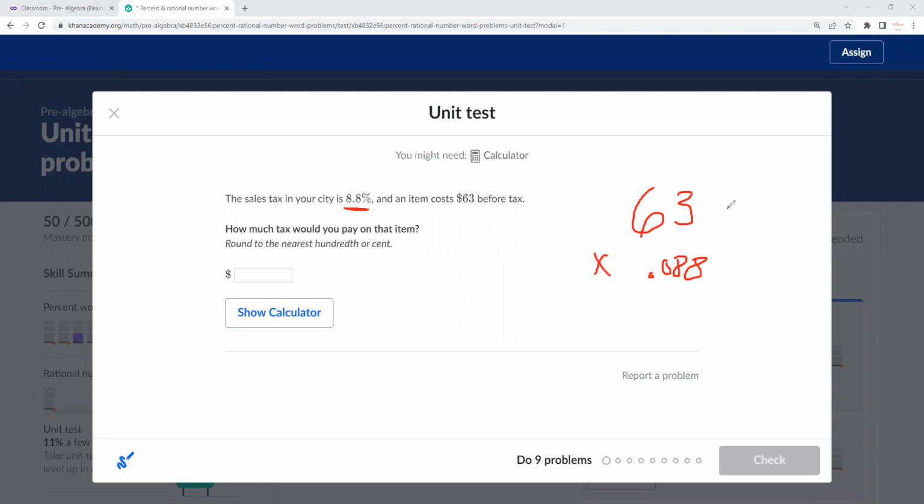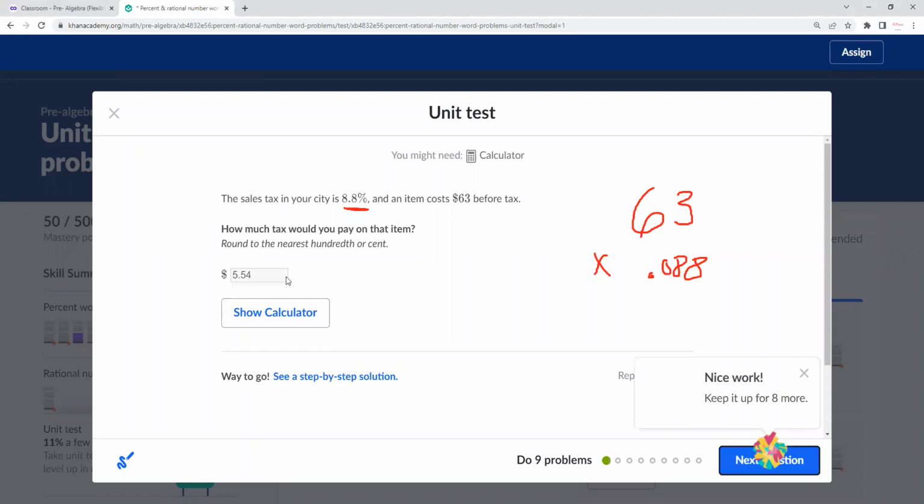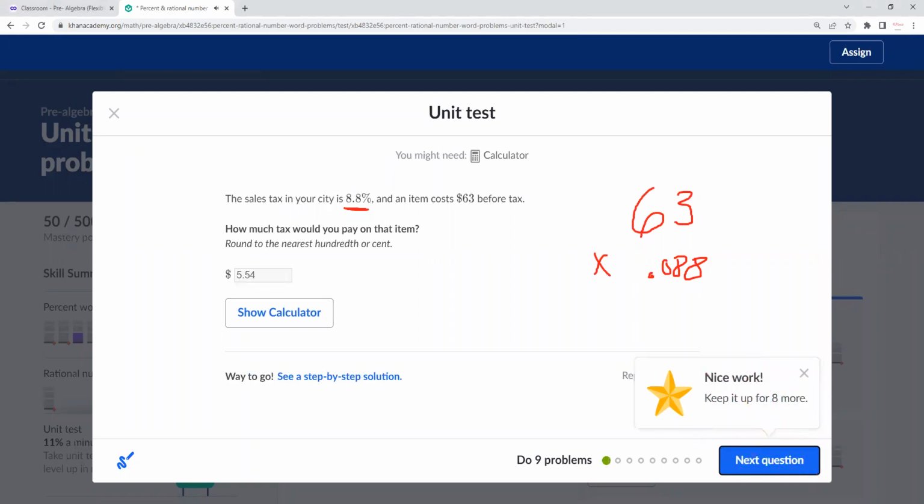So 63 times 0.088 gets you $5.54. It says round to the nearest hundredth, so 5.54. That's how much tax you would pay on that item. So you want to put this as a decimal, right? So 10% would be 0.1. Anything less than that, like 5%, would be 0.05. 70% would be 0.7.